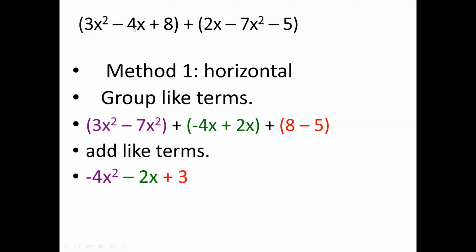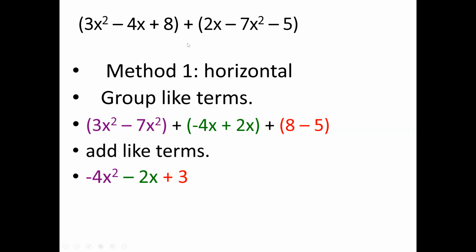Then next we have minus 4x, and here we have plus 2x. So I'm going to group minus 4x plus 2x together. Then the last, we have the constant value 8 and the constant value minus 5. So we group 8 minus 5 together.